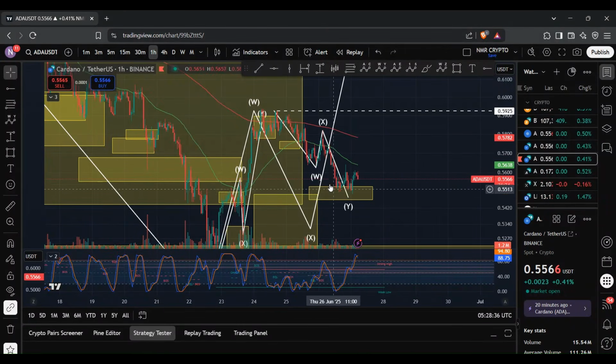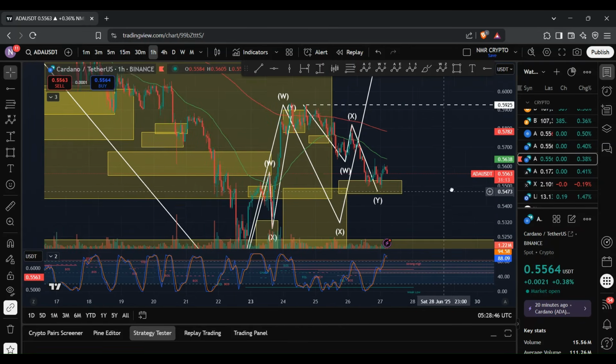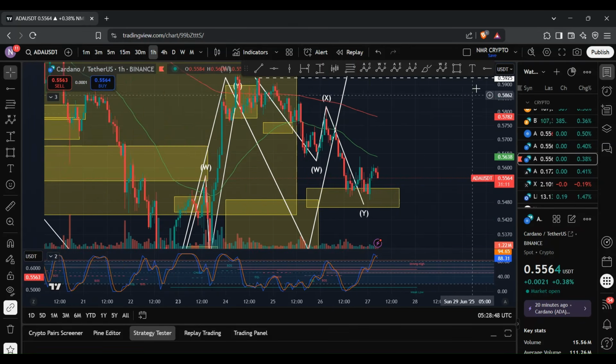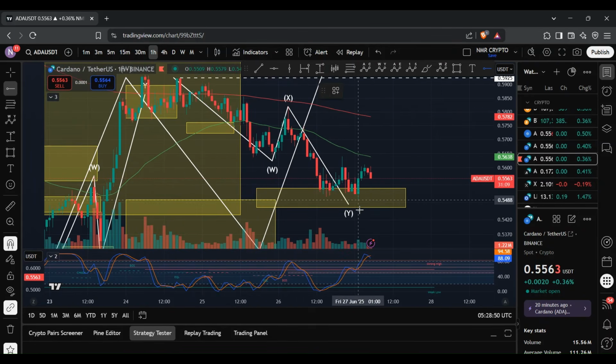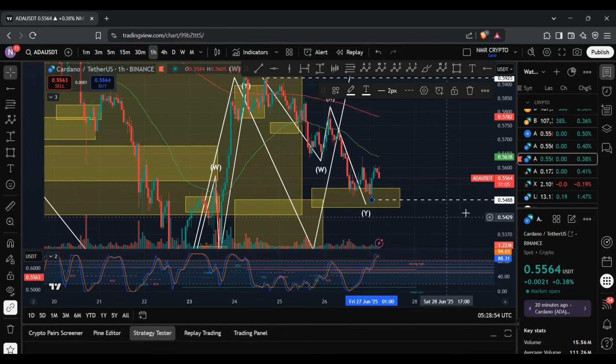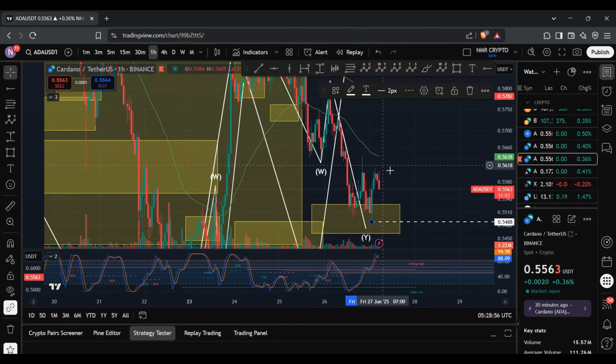So ADA has seen this drop to the downside where I've been tracking a WXY structure, and I set out the target in my previous video, sitting between 54.62 cents to 55.28 cents. And here you can see that we ended up tapping into that region where we ended up reaching 54.88 cents.